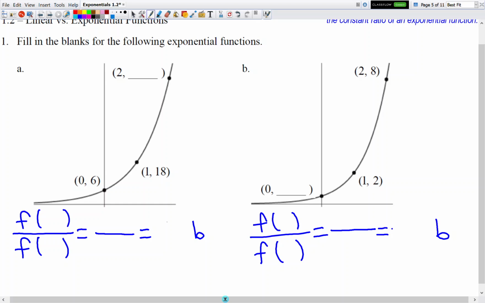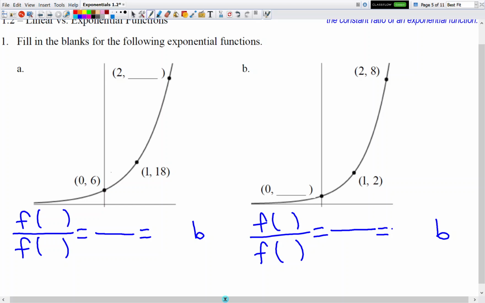Okay, so let's plug in our numbers. So we have 0, 6, 1, 18, and 2, blank. So do you think we can use this 2, blank one to fill in our 4 values here? No, because this coordinate is incomplete. So I don't want to even touch this coordinate just yet, because he's going to leave one of these spots blank, and if I have one of these spots blank, I cannot find b. So I have to use coordinates that are fully complete. So 0, 6 is fully complete, 1, 18 is fully complete, so I'm going to use those.